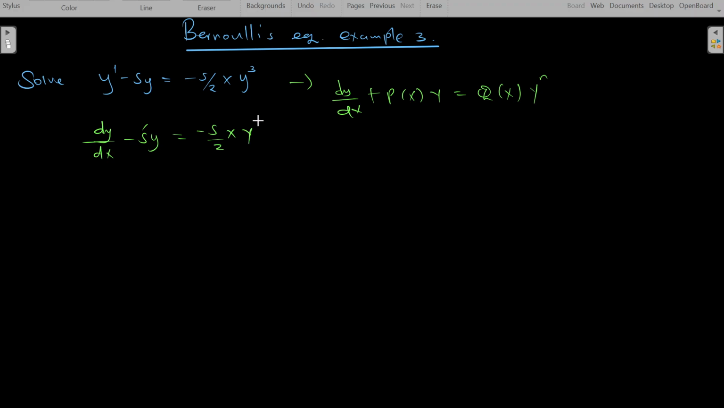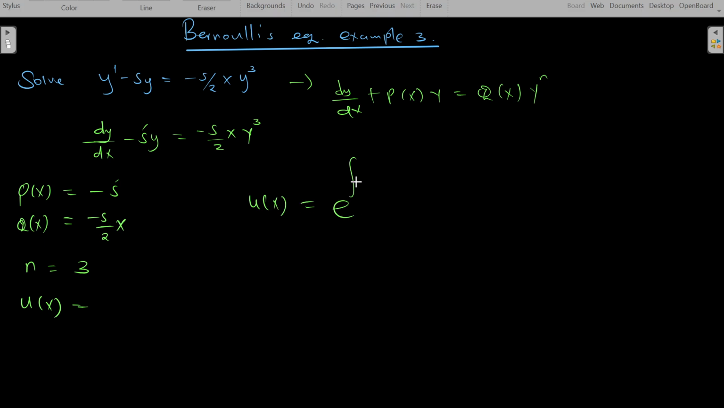y to the third. So we are saying find our p(x). Our p(x), as you can see, is just -5. What's our q(x)? Our q(x) is everything here, so it's just -5/(2x). Then we'll find our n as equal to 3. Then we'll find our mu of x. So let's calculate our mu(x). We say mu(x) equals e raised to the integral of (1 - n) multiplied by p(x) dx.